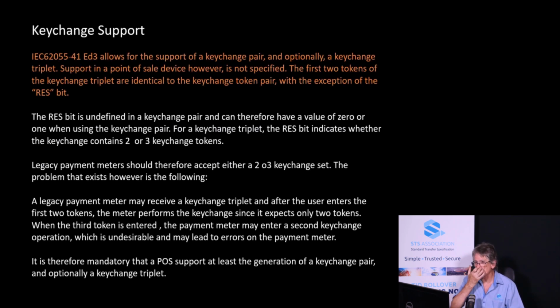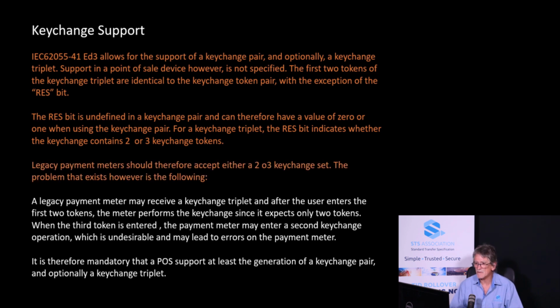Now, if we look at key change support, IEC 62055-41 edition 3 allows for the support of a key change pair and optionally a key change triplet. Support in a point of sale device, however, is not specified. The first two tokens of the key change triplet are identical to the key change token pair with the exception of the reserved bit. The reserved bit is undefined in a key change pair and can therefore have a value of 0 or 1 when using a key change pair. For a key change triplet, the reserved bit indicates whether the key change contains 2 or 3 key change tokens.